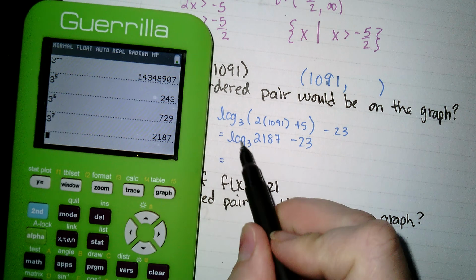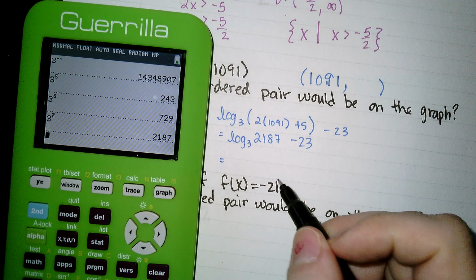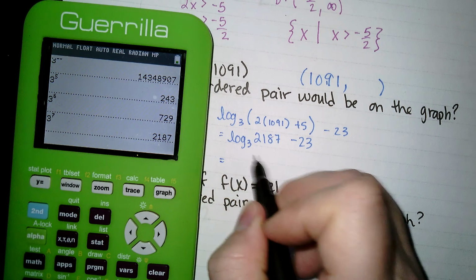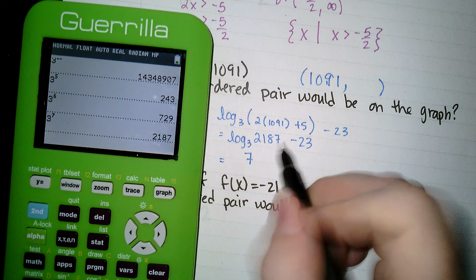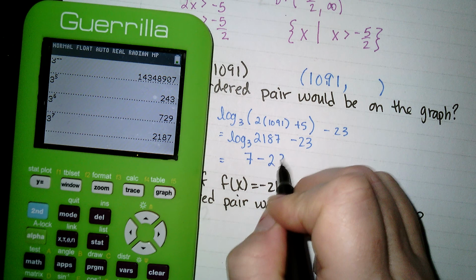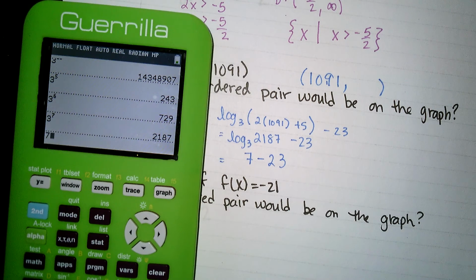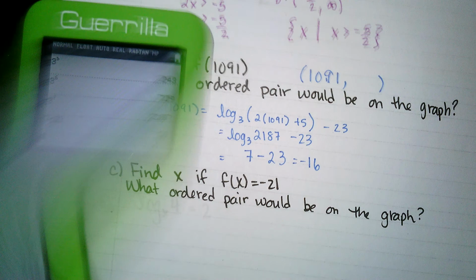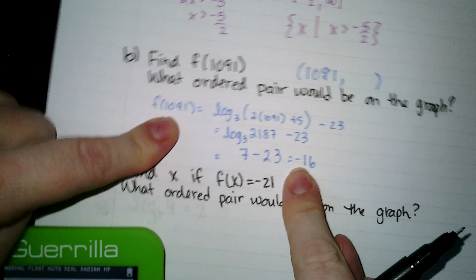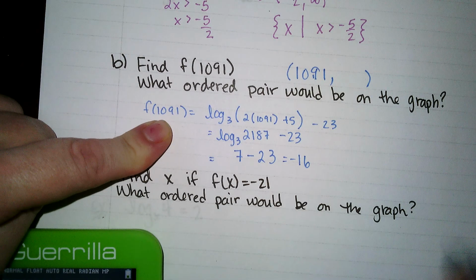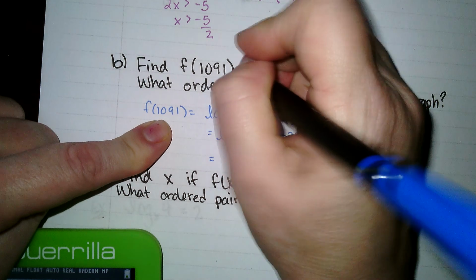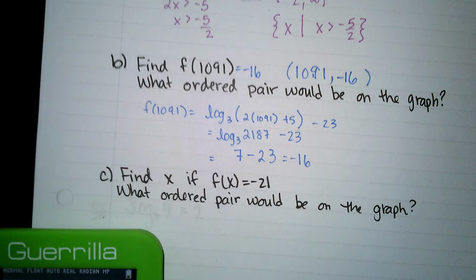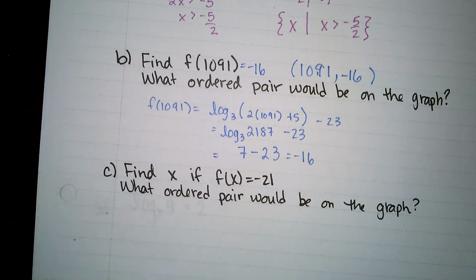So when it asks me log base 3 of 2187, I'm just going to replace that with a 7 because that answers the question. So we have 7 minus 23, which gives us negative 16. So f of 1091 is negative 16. The ordered pair would be 1091, comma, negative 16. That would be the ordered pair on the graph.